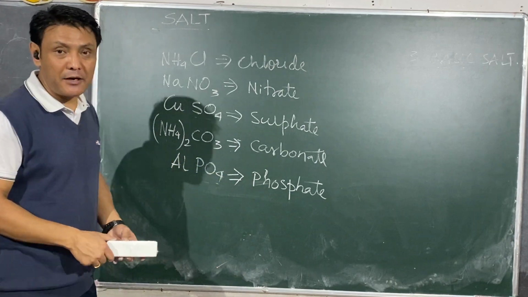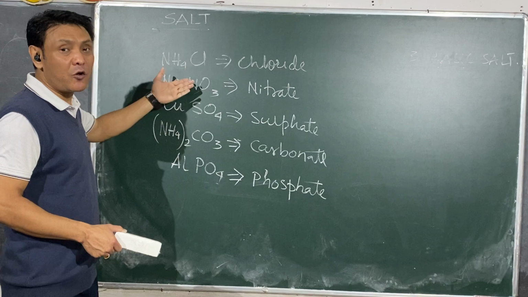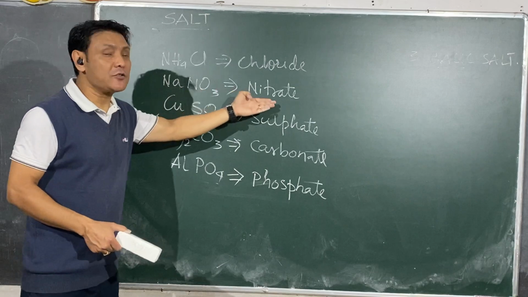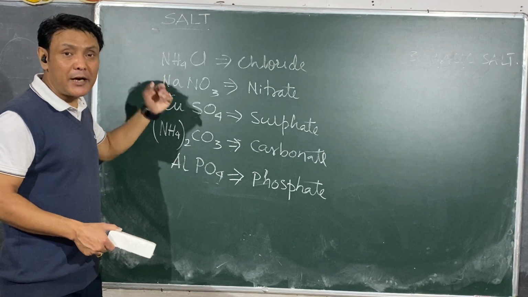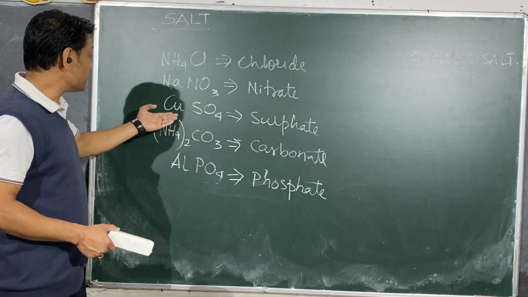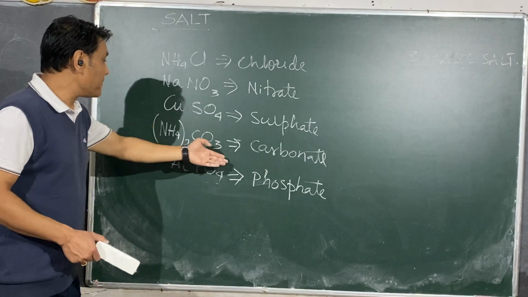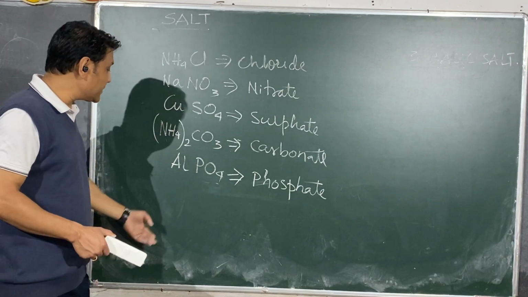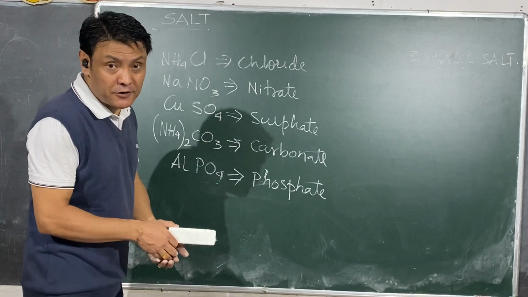I'm sure you understood now that hydrochloric acid will produce a salt called chloride. It could be anything: ammonium chloride, sodium chloride, copper chloride, iron chloride, ferrous chloride, ferric chloride, so many. Nitric acid produces a salt called nitrate. It doesn't have to be only sodium nitrate. It could be ammonium nitrate, copper nitrate, and there are so many other nitrates. Similarly, sulfuric acid will produce a salt called sulfate, like copper sulfate, and there are so many other sulfates. You very well know about it. Carbonate, like calcium carbonate, ammonium carbonate, and phosphoric acid will produce a salt called phosphate, like aluminum phosphate, and so many other phosphates.